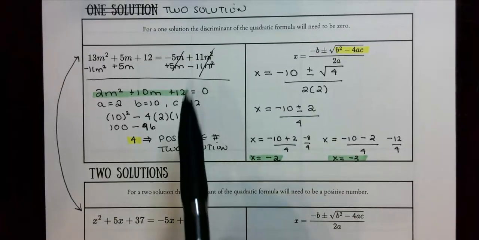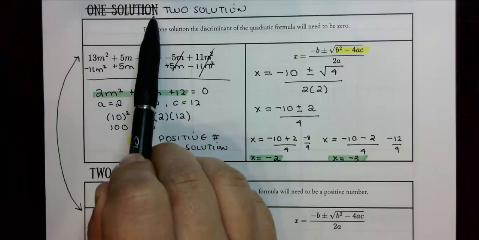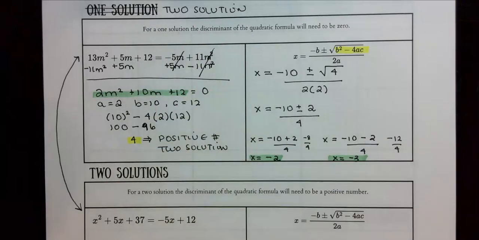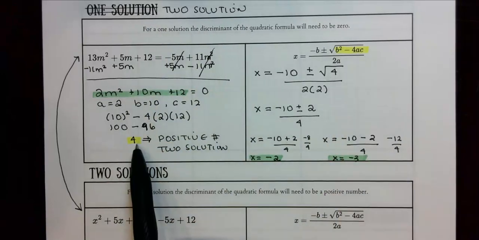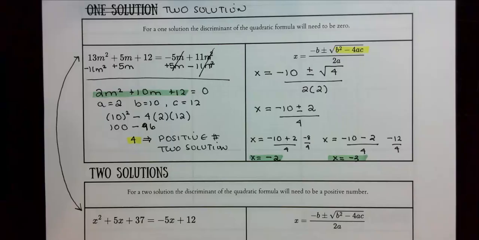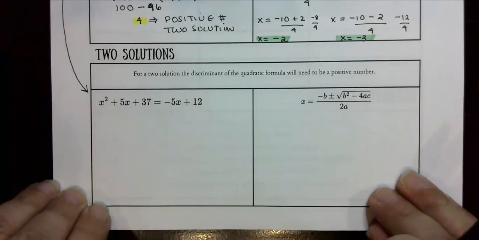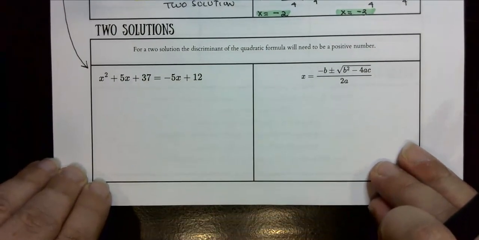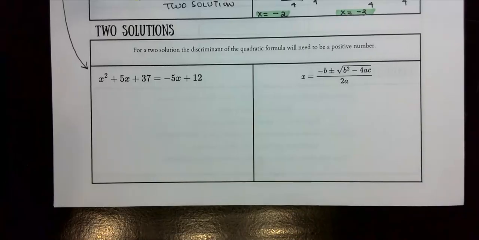When we tried to do the one solution example, it ended up being 2, because when we did the discriminant, it had a positive number. And so a positive number tells us it's 2 solutions or 2 x-intercepts. So even though this one says 2 solutions, this is actually our one solution. So with that being said, let's go ahead and start working this one out.